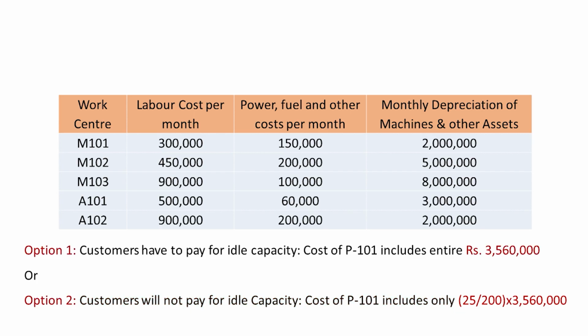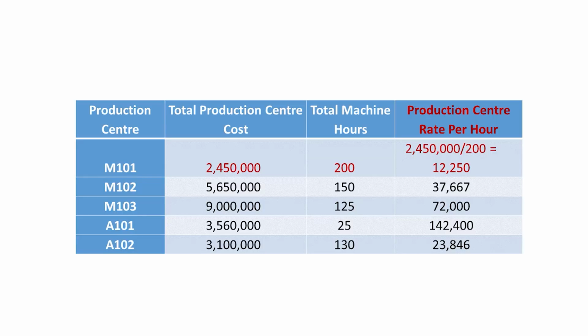Depending on your choice, the cost of the first product will differ. The difference depends on the level of idle time. In this case, the cost under option 1 will be significantly higher than option 2. Let us move forward with an assumption that customers have to pay for all our expenses, including the cost of idle capacity. We need to find out machine hour rate and assembly hour rate.